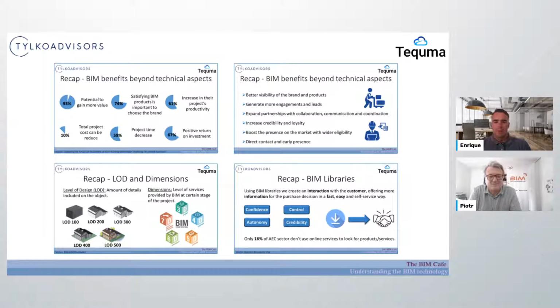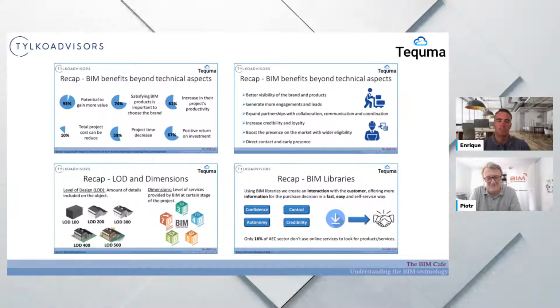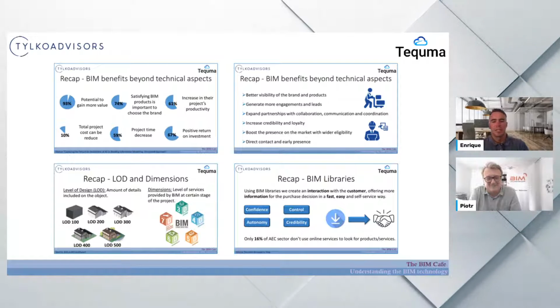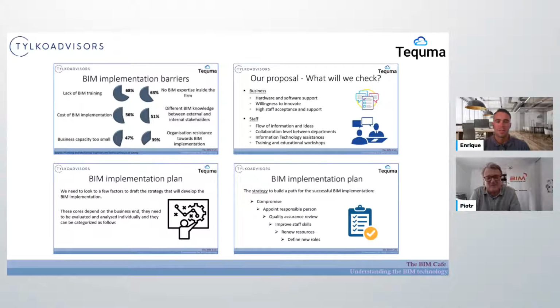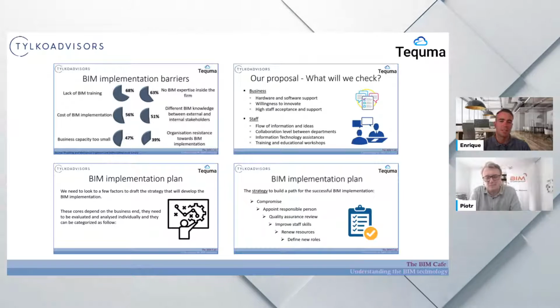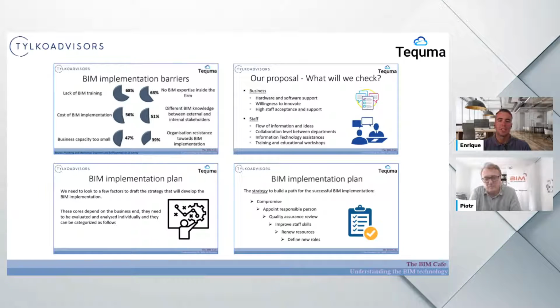A quick recap also about the LOD and dimensions. We discussed the level of detail, the amount of information we put inside the models, and dimensions as the maturity of the evolution of the BIM stage during the processes. And in the latest episodes, we discussed the main barriers we can see during BIM implementation, and the readiness assessments about the staff. We check if we can go through a BIM implementation within the company, the staff and their skills, and also how to draft this implementation plan.